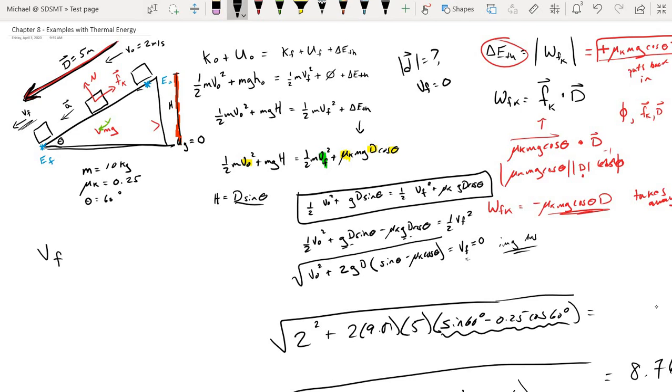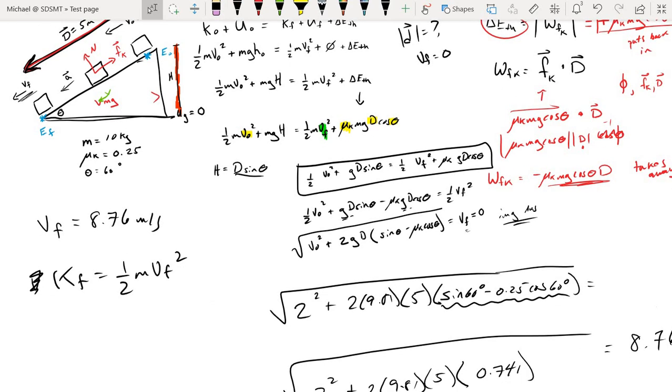Since we know what our final velocity is, let's ask what's the final kinetic energy of the system. And we can do that by plugging in the mass that we never bothered to use because we didn't need it. 8.76 squared times 10 divided by 2. That gives us about 383 joules worth of energy.